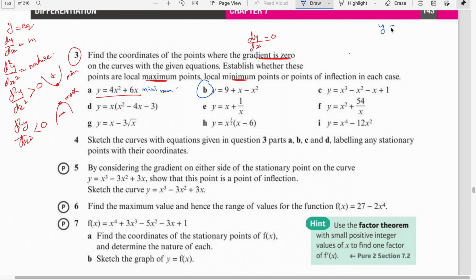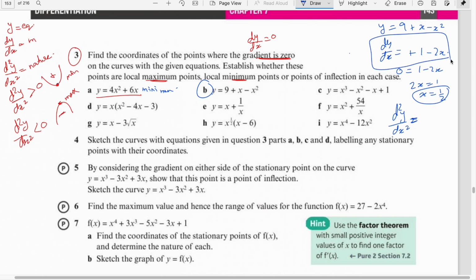B part, y is equal to 9 plus x minus x square. So dy by dx is equal to, 9 is constant, goes away, that is 1 minus 2x. So when the gradient is 0, 1 minus 2x, 2x equals 1, x is equal to 1 by 2. Now the double derivative, d square y over dx square. I'm differentiating this section directly. 1 is constant, goes away, minus 2x, it is negative 2. So I can see that is negative 2 already. The double derivative is negative, so it is a maximum point.